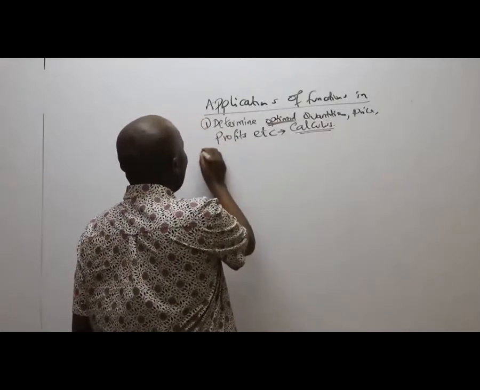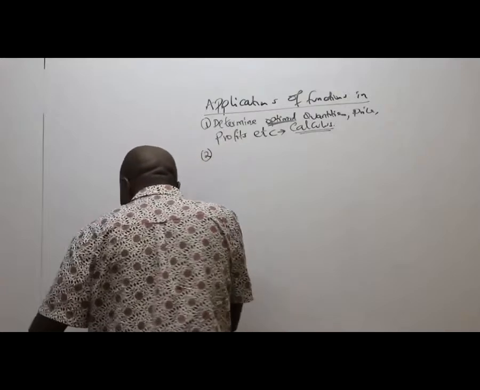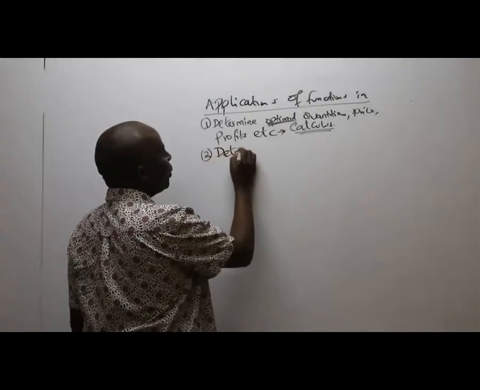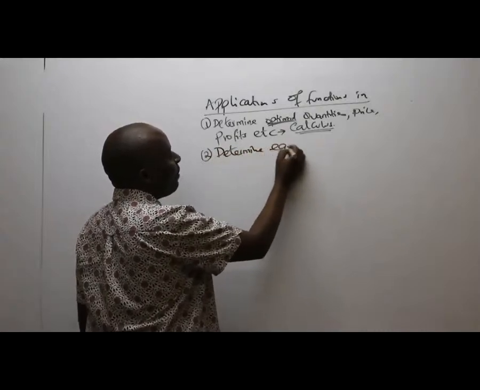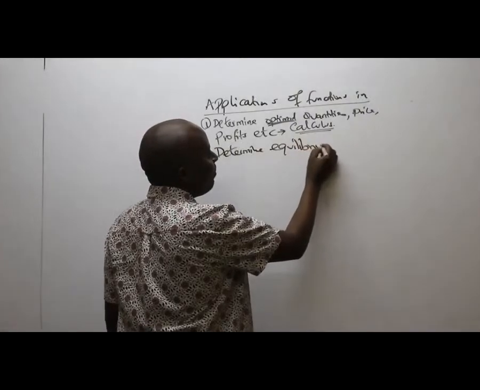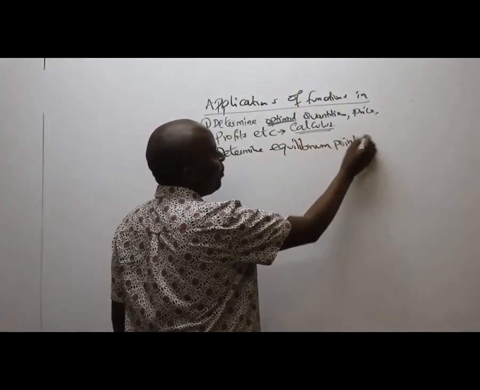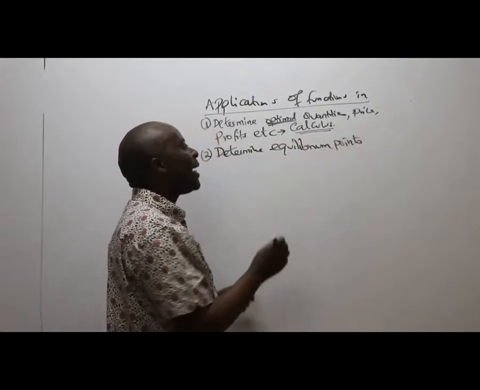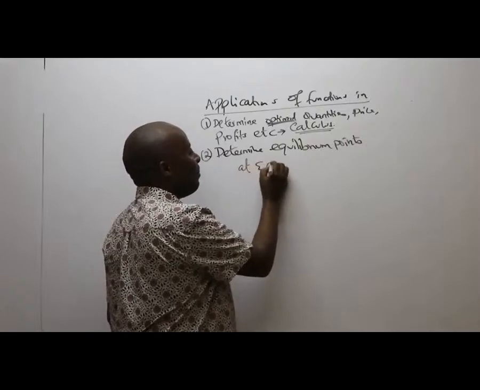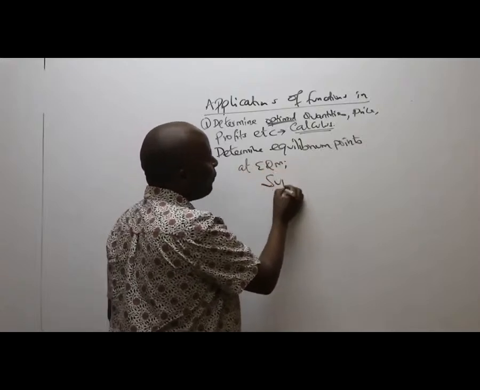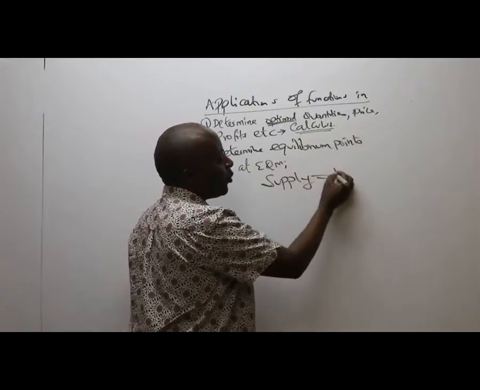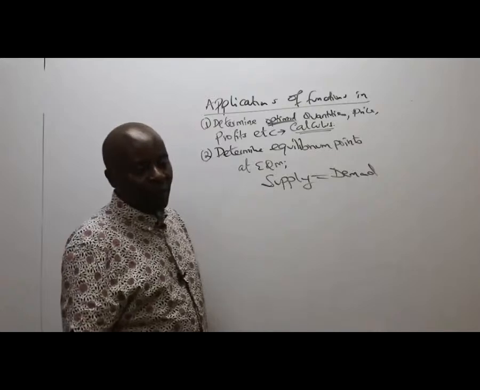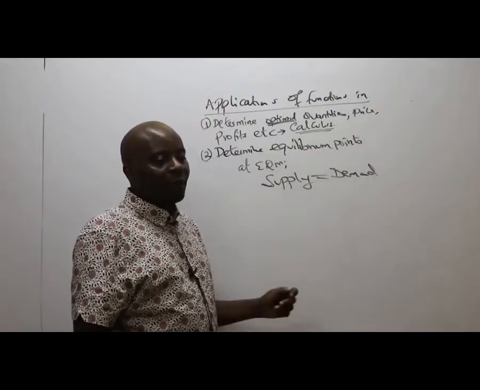Number two, ladies and gentlemen, we also use functions to determine equilibrium points. That is the point at which, if you remember, at equilibrium we have the supply function being equal to what here, somebody? Demand function. Supply function will always be equal to demand function.